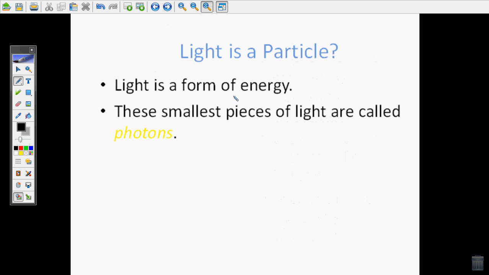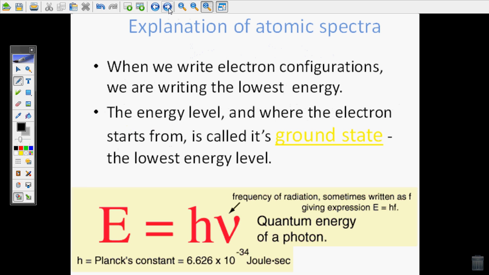So light is a form of energy. It can move as a wave, or it can be a particle. And particles of light are called photons, so little packets of energy. So when we write our electron configurations, we're writing the lowest energy. And the energy where you start from, the lowest energy level, is called the ground state.